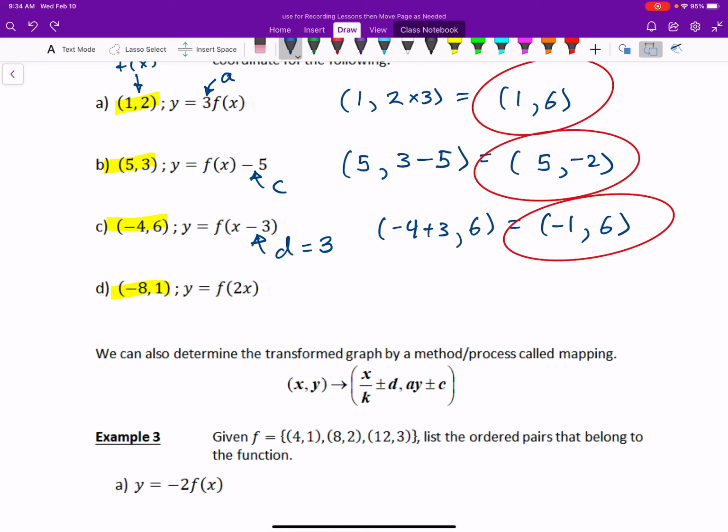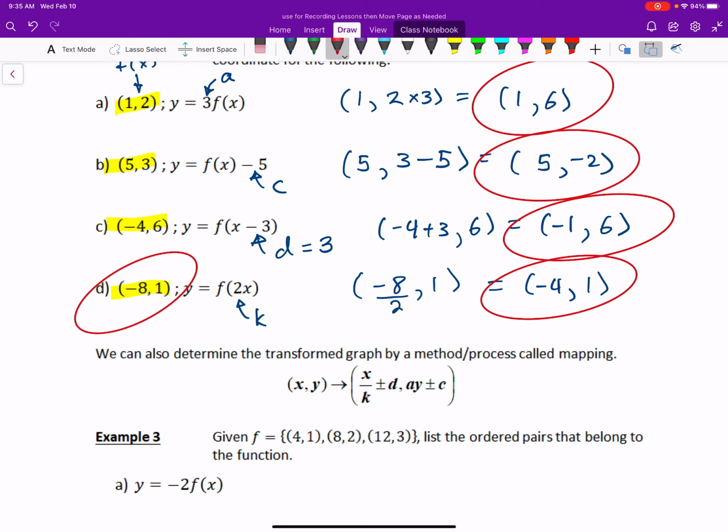In the last example, the only thing we haven't done yet is a k value, and this is definitely a k value because it occurs inside the function, inside the brackets, in front of the x, so it's times x. In this case, I'm going to start with (-8, 1), and we've seen for k values, we divide by the k value. It's going to make it half as wide in this case because k equals 2. So I end up with (-4, 1). Again, let's compare them. (-8, 1) cut in half horizontally becomes (-4, 1). It gets twice as close to the y-axis, it's half as wide.